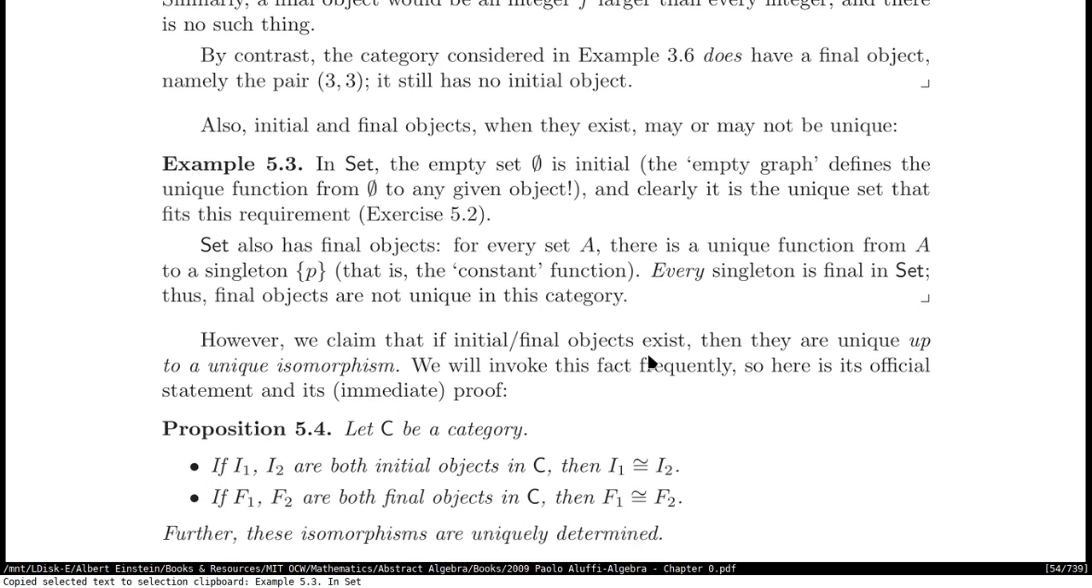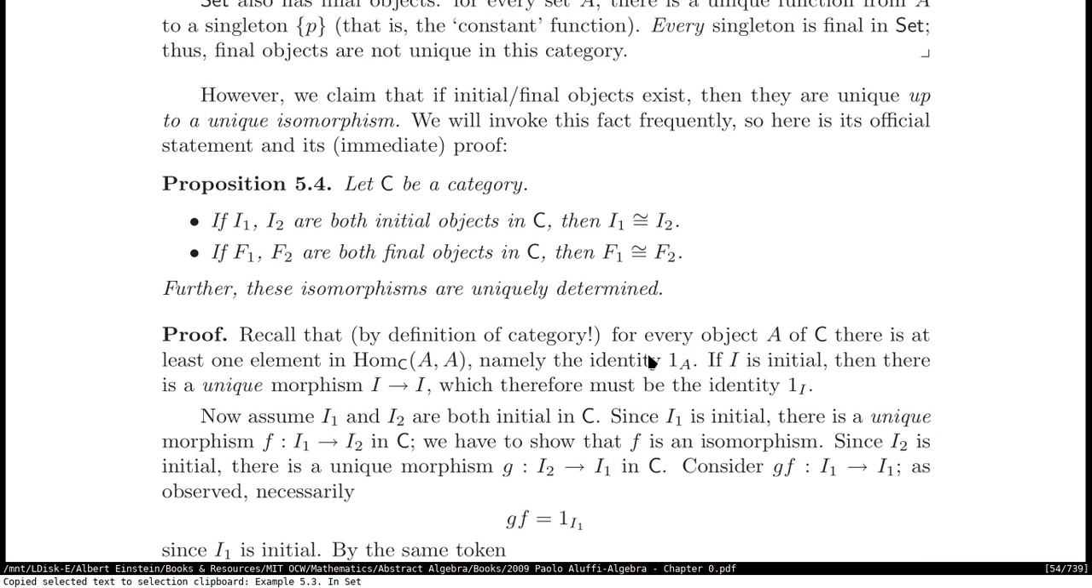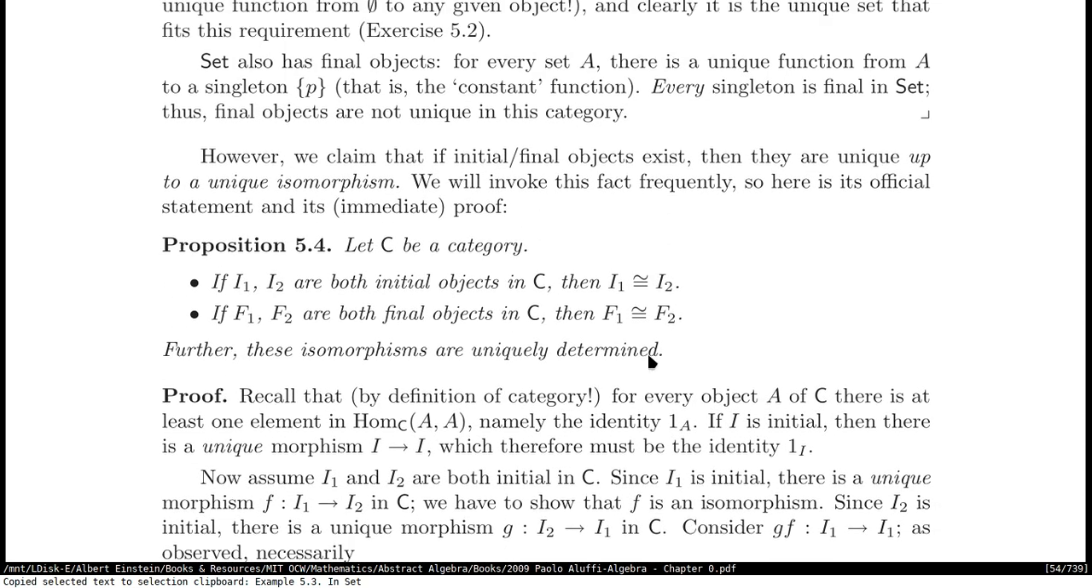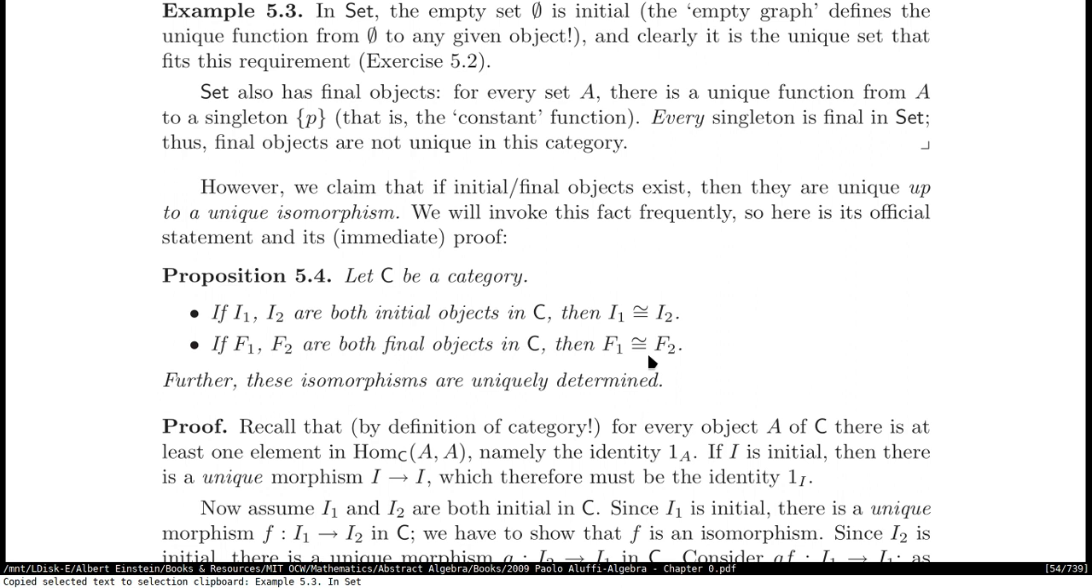So we claim that if initial or final objects exist, they are unique up to a unique isomorphism. This is important. So if you have objects in a category, and there exist some initial and final objects in this category, then these initial and final objects are unique, up to a unique isomorphism. So until you have an isomorphism, they are unique. And we have a proof for this. So you have a category C, and you have two initial objects and two final objects. Your claim is that these two initial objects are isomorphic and these two final objects are isomorphic. And furthermore, these isomorphisms are unique.